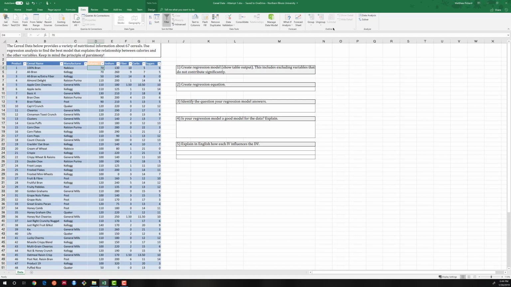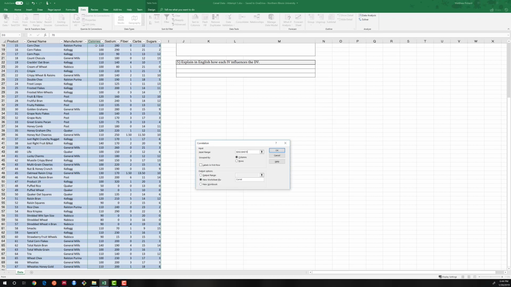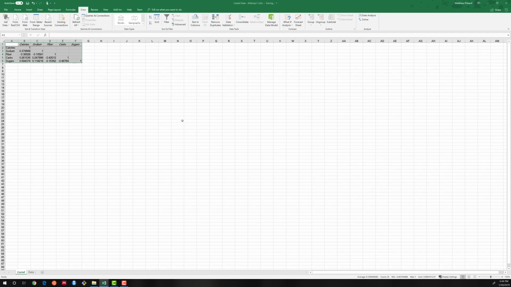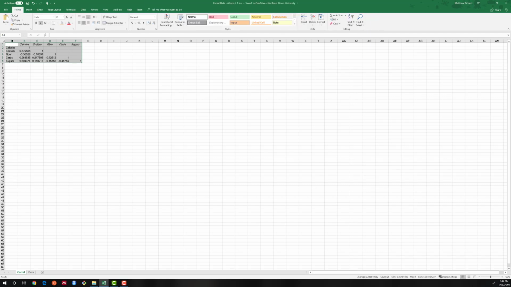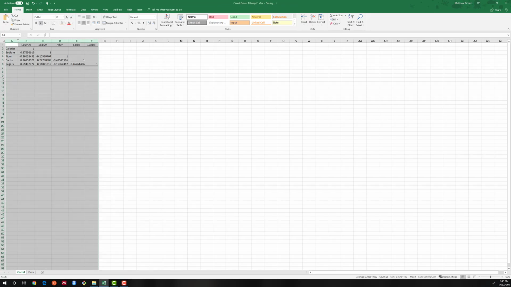So we're just going to create a correlation table using the data analysis toolkit. We'll include our y variable. Make sure we click labels, and we're going to output it to a new worksheet called Corr. If we take a look here, we'll pretty this up so it's a little more readable.